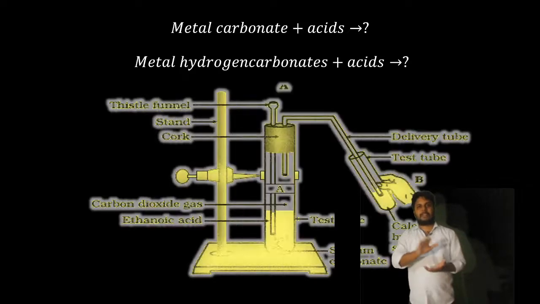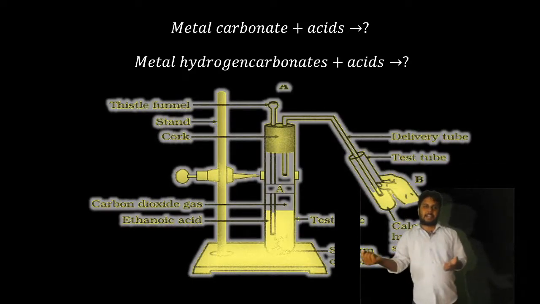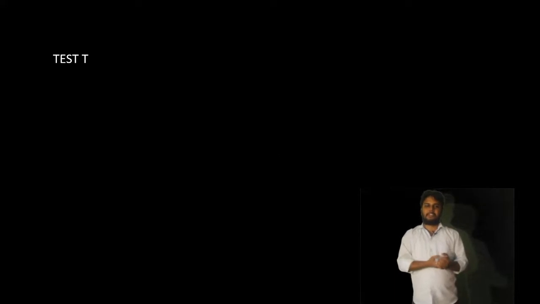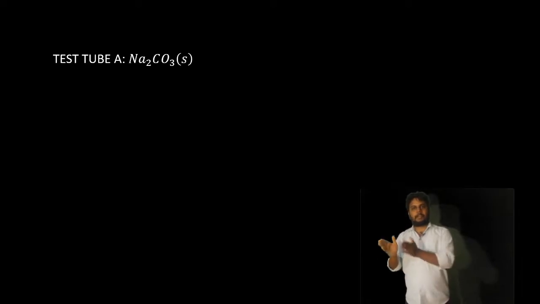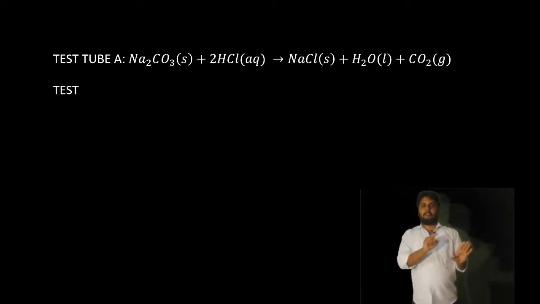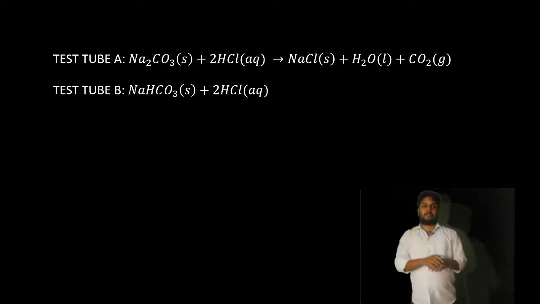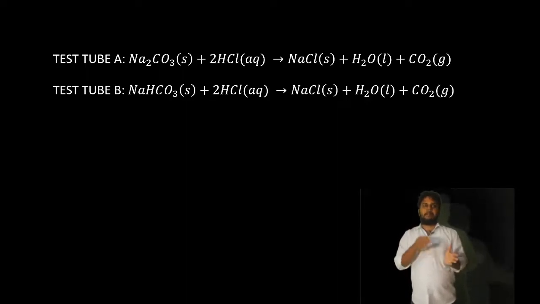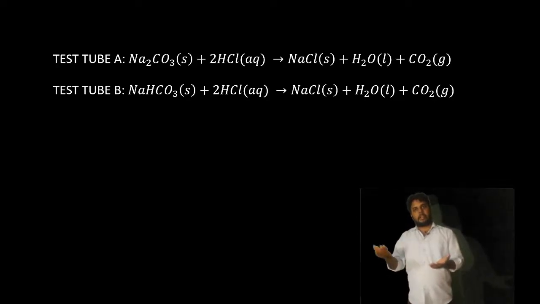What are the three products that can be formed? The three products are water, carbon dioxide, and salt. Salt, water, carbon dioxide. These are the three products formed when metal carbonate reacts with acids. That you need to remember. Similarly, metal bicarbonate also gives you the same products. When acid reacts with metal bicarbonate, it gives you the same products such as salt, water, and carbon dioxide.